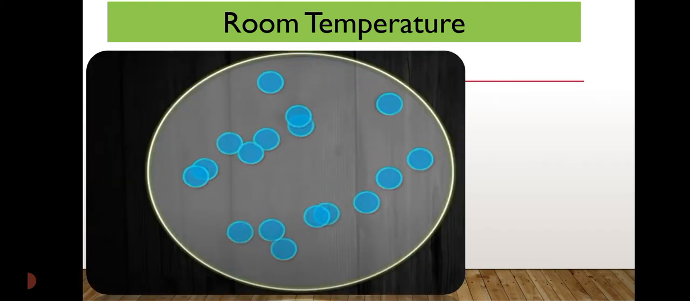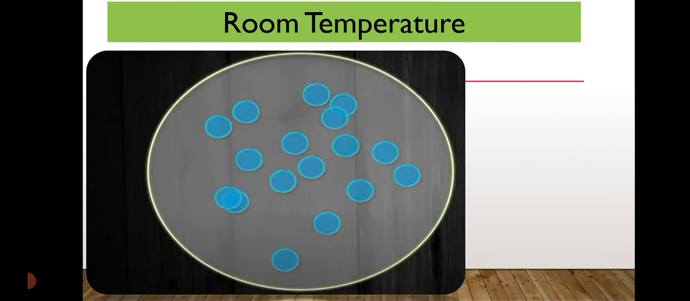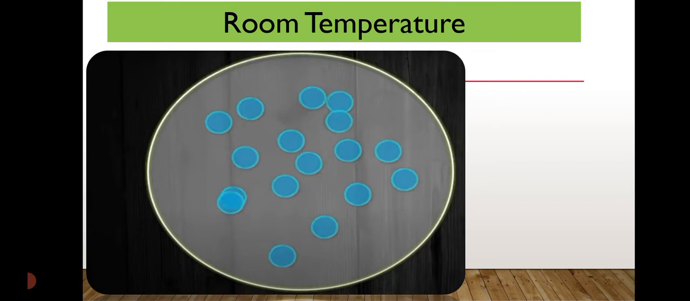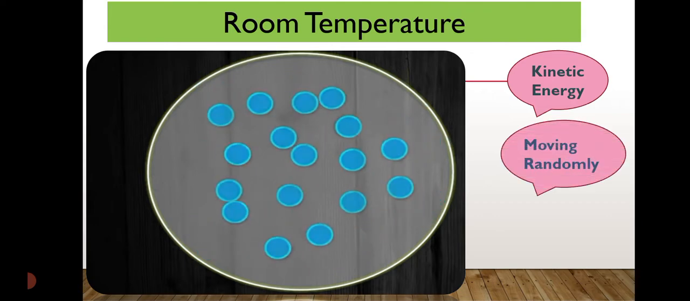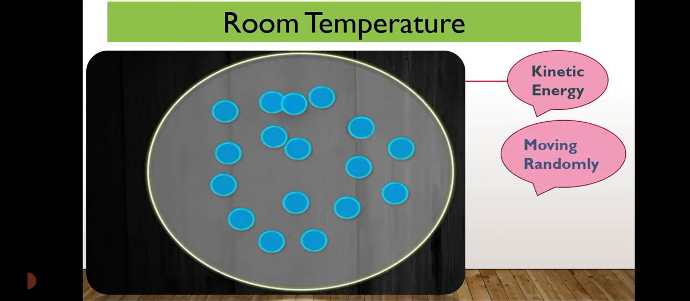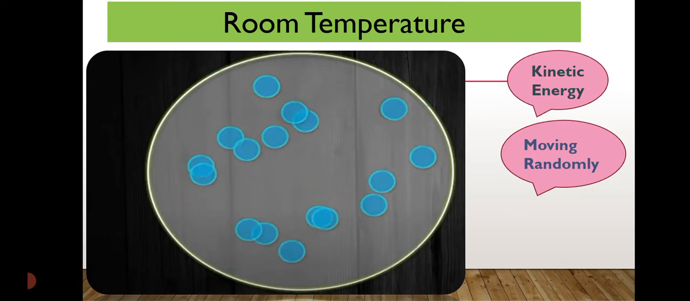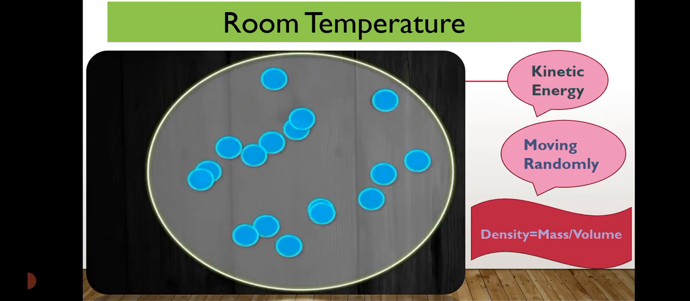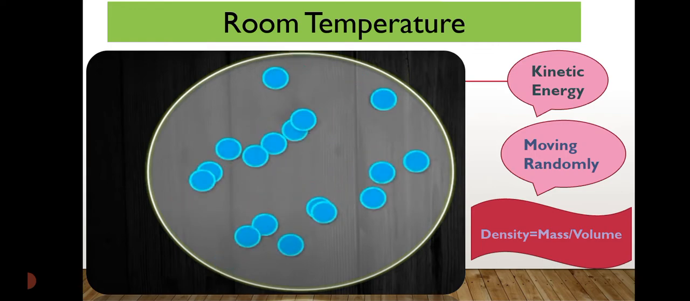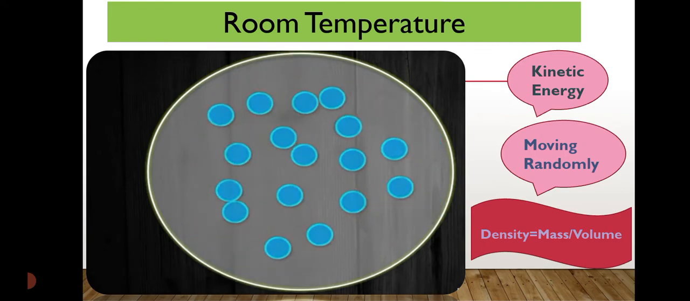When we take any liquid at room temperature, the molecules of the liquid move randomly. Of course they have kinetic energy, and because of this kinetic energy they are moving randomly. And if we have to calculate the density of any liquid, the density can be calculated by using the formula mass upon volume. This we have already studied in the previous standard, that to calculate the density, its mass has to be divided by its volume. So density is directly proportional to mass and inversely proportional to its volume. Let's see what happens to these molecules when the liquid is heated up and when it is cooled down.